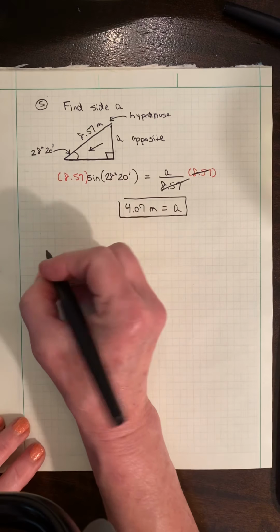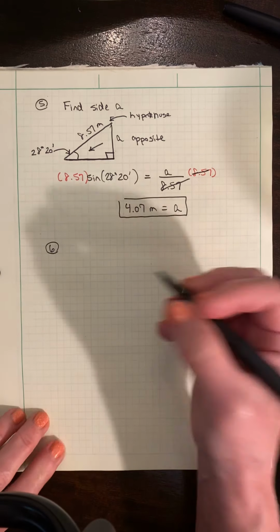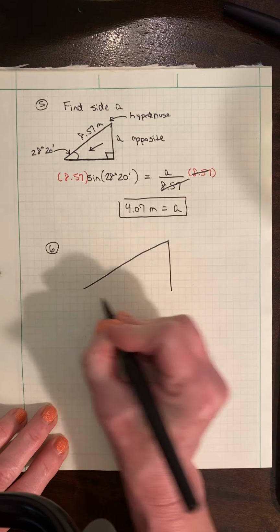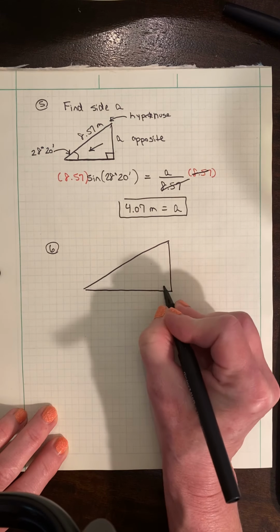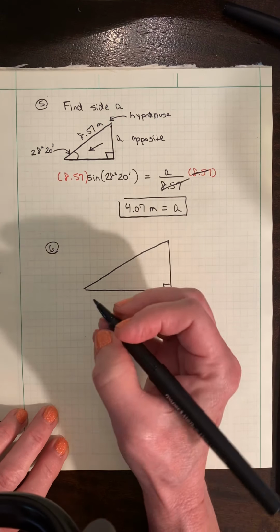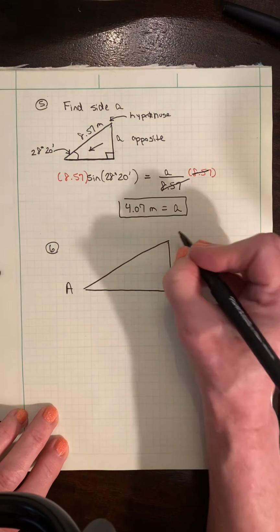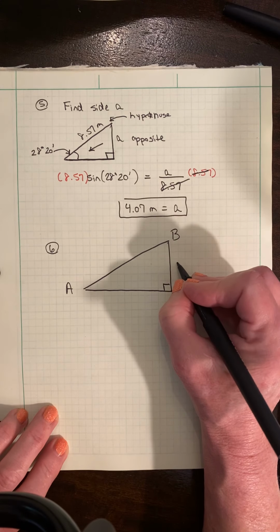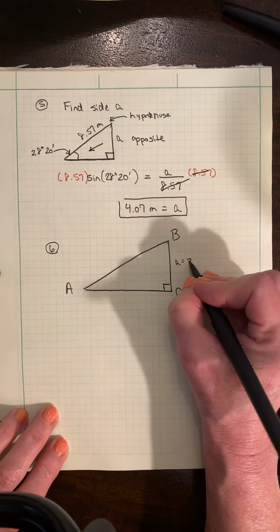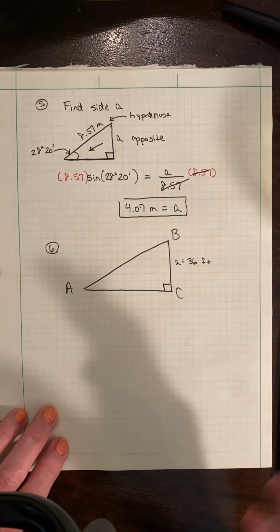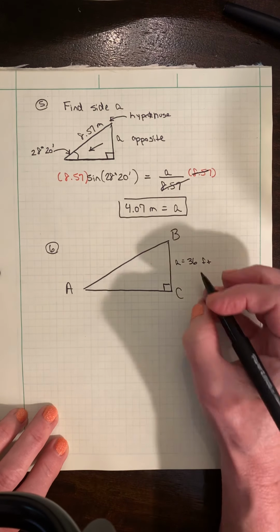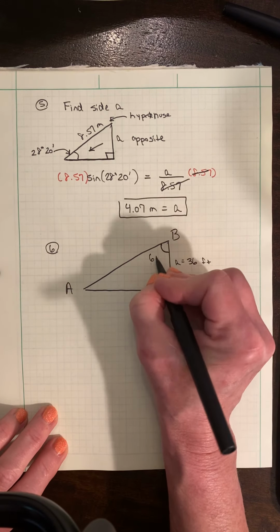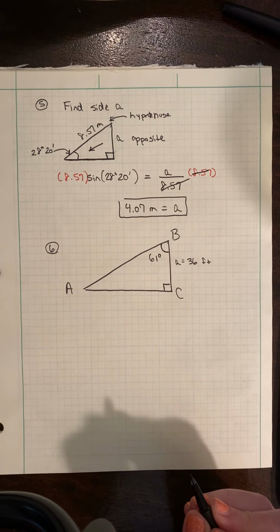Okay, let's go through one more, and then we'll look at our handicap ramp. Let's say we want to find all the missing parts of this right triangle. We're given, let's just call this A, B, C for our angles, and let's say that little a is 36 feet. We've got to be given at least two pieces of information, and let's say that angle B is 61 degrees. So we're given that.